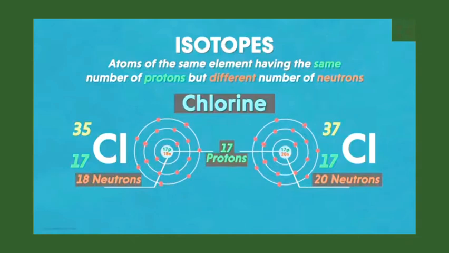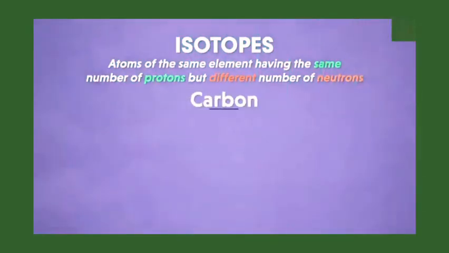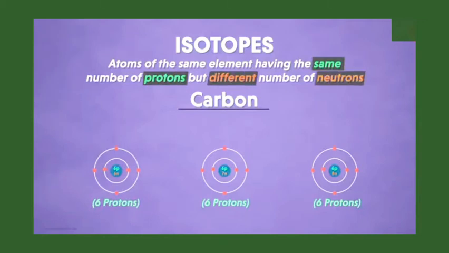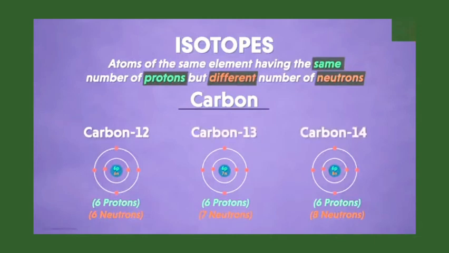Similarly, several elements have isotopic forms. For instance, we have carbon with 3 isotopes. As we can see here, each isotope has 6 protons but different number of neutrons. One has 6, the other has 7 and the last one with 8 neutrons. We name these isotopes as carbon 12, carbon 13 and carbon 14 respectively.